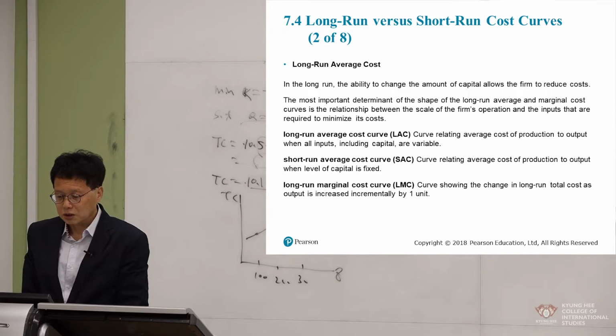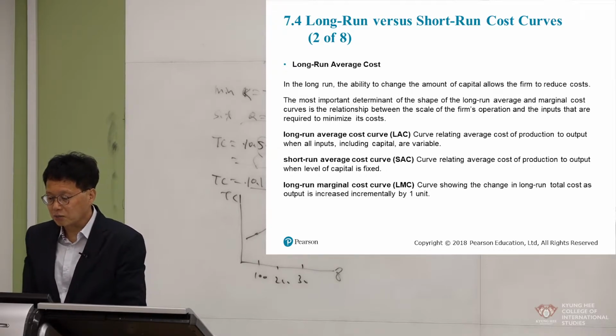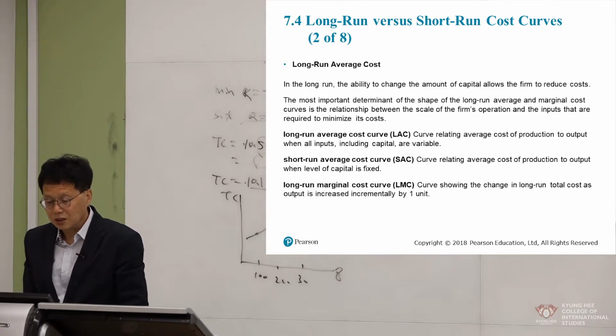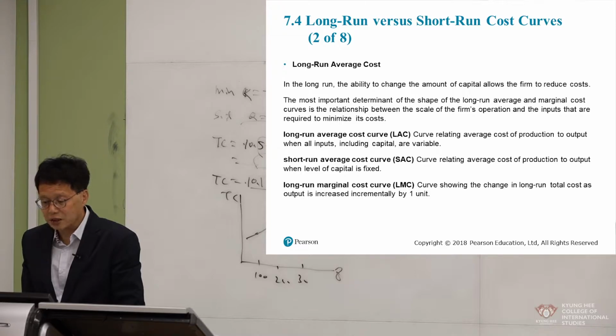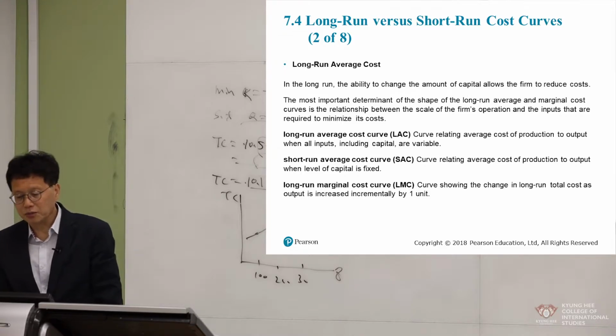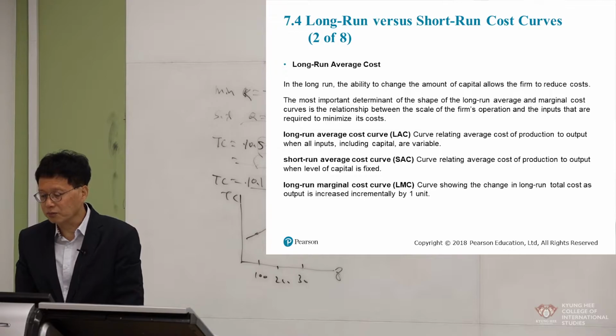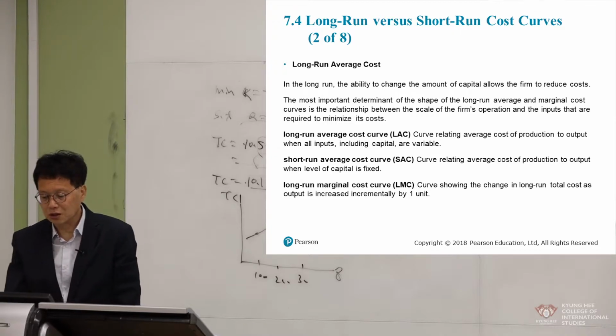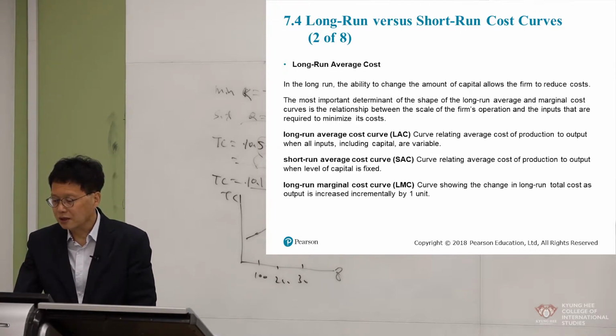Long run average cost. In the long run, the ability to change the amount of capital allows the firm to reduce costs. We already studied that, right? The most important determinant of the shape of the long run average and marginal cost curves is the relationship between the scale of the firm's operation and the inputs that are required to minimize cost. Long run average cost curve: the curve relating average cost of production to output when all inputs are variable. That is the long run average cost curve.